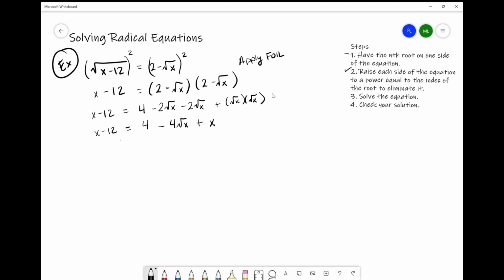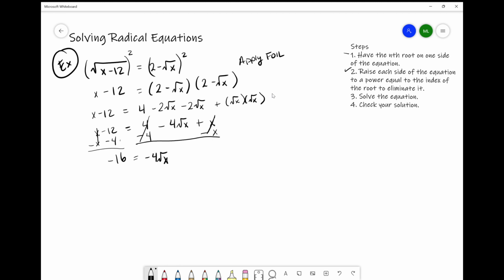First things first, I can move my 4 to the other side, to the left-hand side. I can also move x to the other side. So when I do that, they cancel out on the right-hand side. So minus 4, put them with their like terms, minus x. So you get negative 4 root x. X minus x, these would also cancel out. Negative 12 minus 4, so that's negative 16. So you have negative 16 is equal to negative 4 root x.